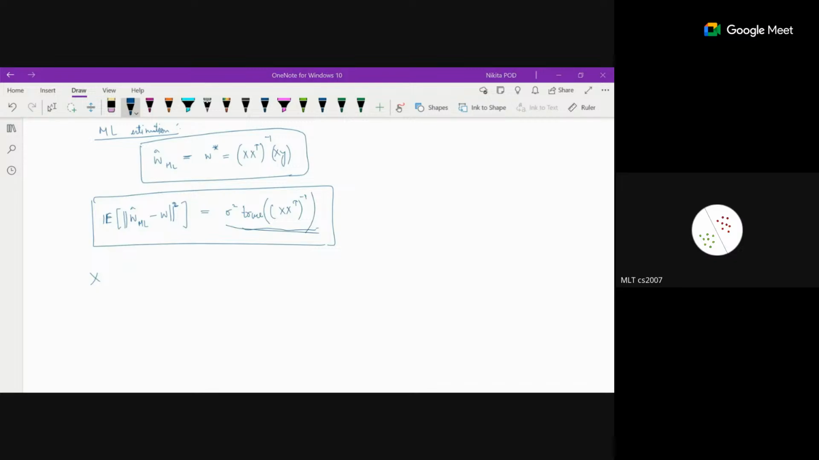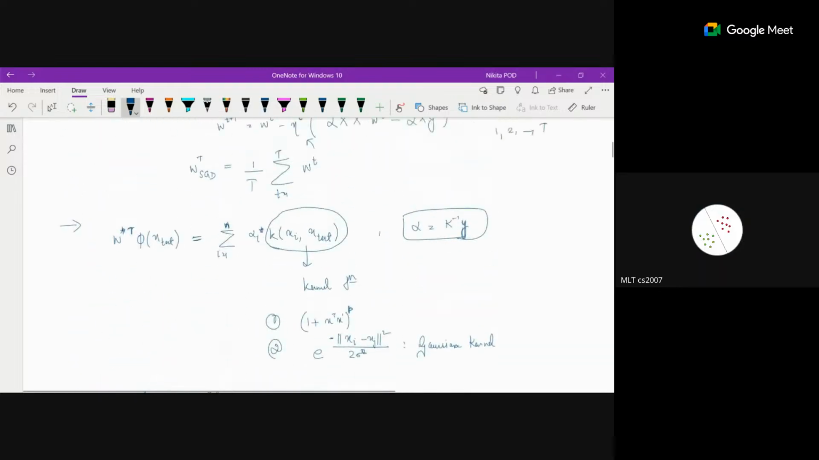Yes, Sudhir. Ma'am, this W hat ML is the best W for our data set, right? Yes, W hat ML is the best W for our dataset. Then you're saying that we are trying to find the expectation of the norm of W hat ML minus W. Then where are these data sets coming from, ma'am?